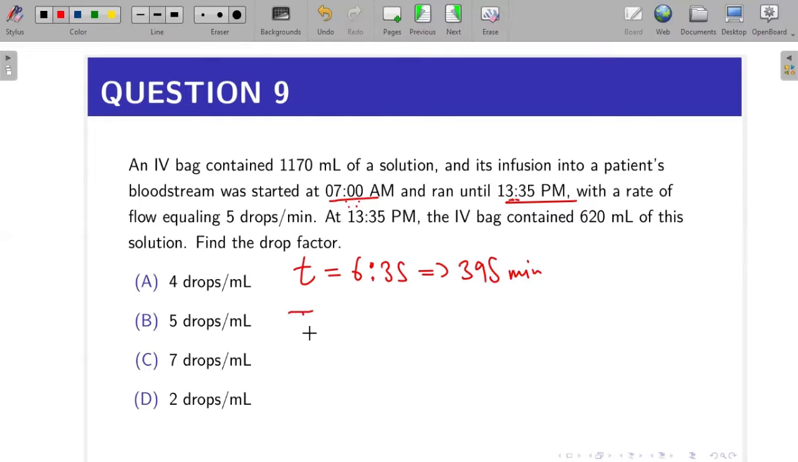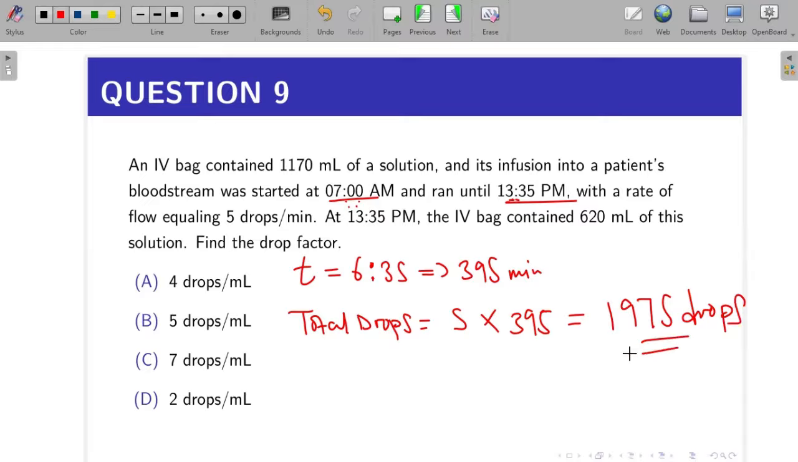And then the total drops. The total drops will be equal to the drops per minute times the total time. Drops per minute is 5, multiplied by how many minutes do I have? I have 395 minutes. This question was even in test 1. If I multiply 5 by this, I'll get 1,975 drops. So this is the number of total drops.